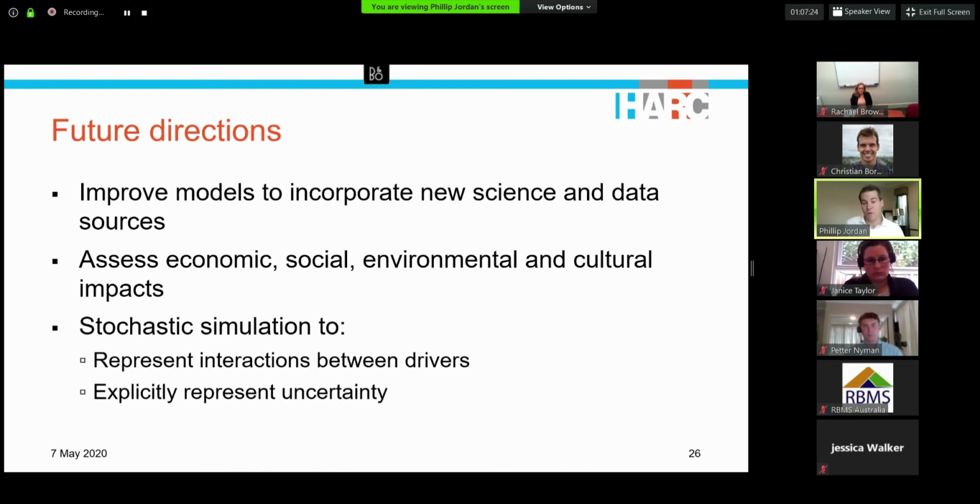outcome for water supply around economic, social, environmental and cultural impacts, and trying to estimate to incorporate these things in stochastic models. So dealing with all of those uncertainties and interactions between drivers is going to be increasingly important in the future.